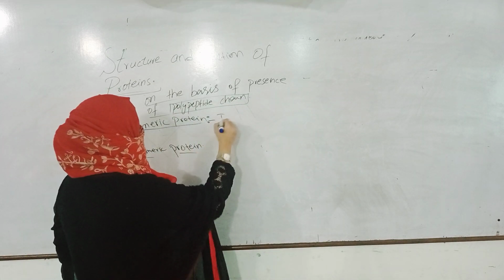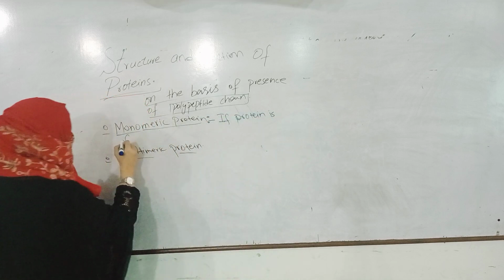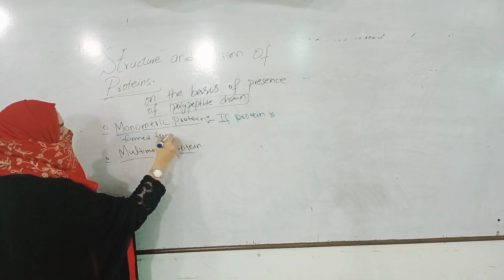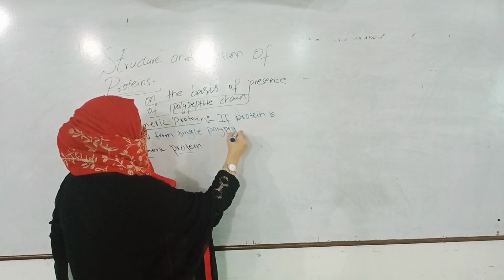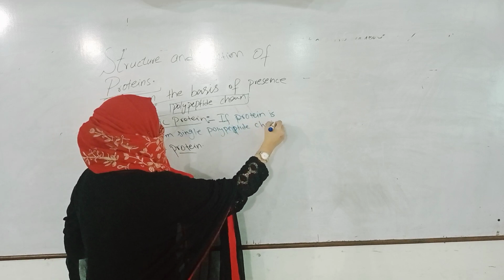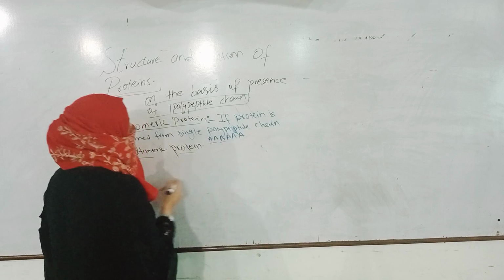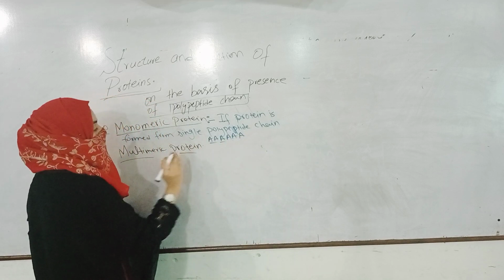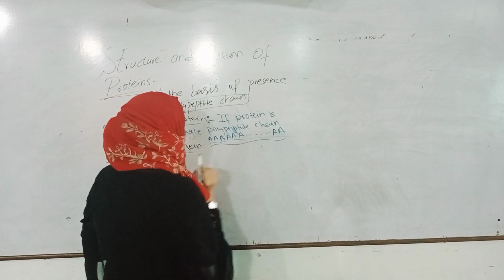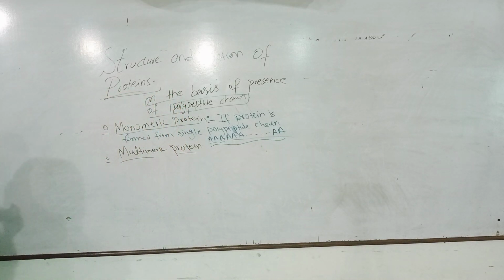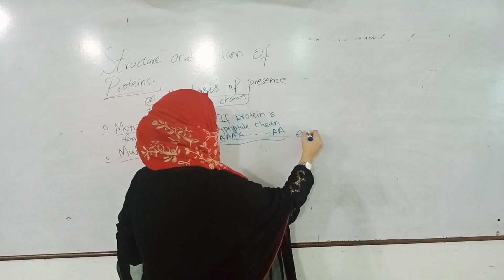So if protein is formed from a single polypeptide chain, like I am going to write A to show the amino acid chain, which is a polypeptide chain, and you can also represent it like this. If the protein contains a single polypeptide chain, such protein is called a monomeric protein. For example, insulin.